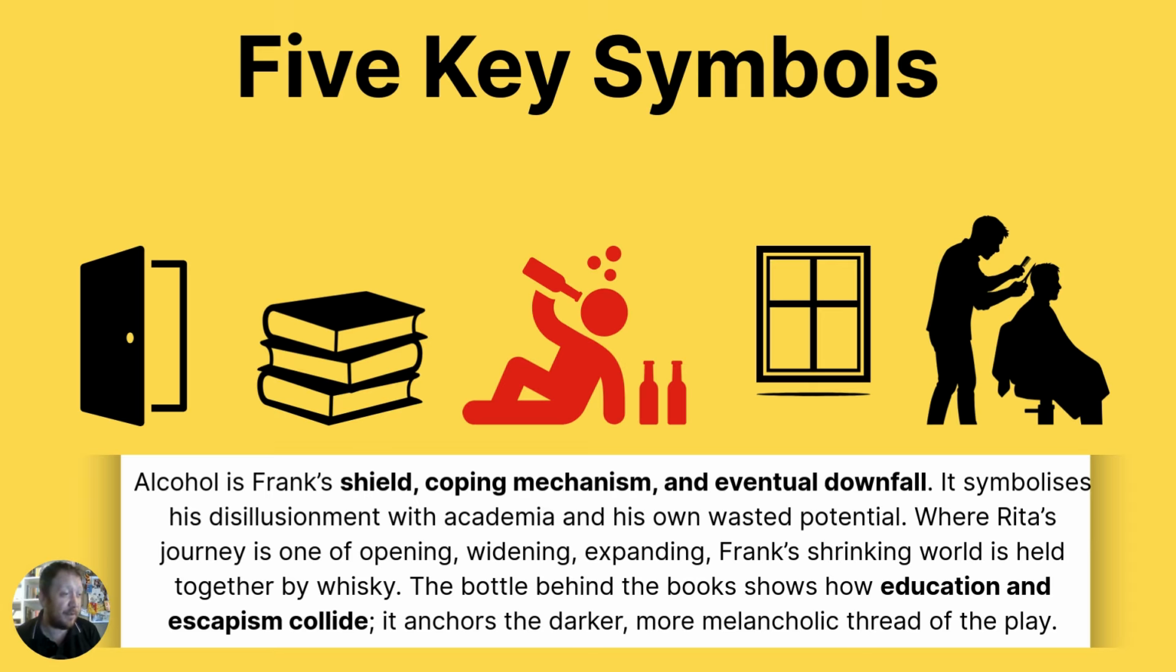Maybe, if I did have time, and I've already gone over an hour here, if we were talking about Frank's relationships, and non-human relationships for Frank, it's Frank's relationship with alcohol, which we could talk about for hours. But anyway, it symbolizes his disillusionment, here we go again, with academia and his own wasted potential. He's so dismayed that he's not got strong enough poetry, that he's not got a strong enough voice.